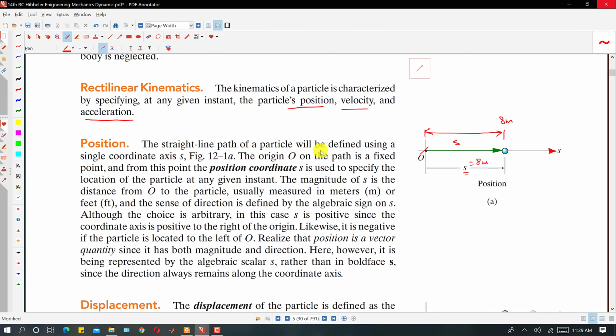The straight line path of a particle will be defined using a single coordinate axis. This means that we can specify the position of the body by a single coordinate system, so we only need a single coordinate if a body is moving in a straight line. And the origin O on the path is a fixed point, and from this point the position coordinate S is used to specify the location of the particle at any given instant. If this is the initial position and this particle is moving on this straight line, we can specify the position of this object considering this O as the initial position of this particle.